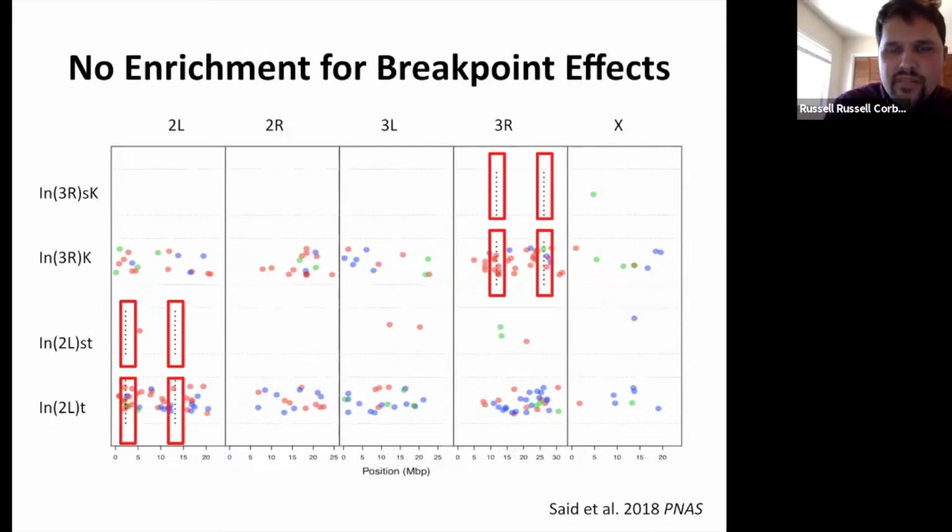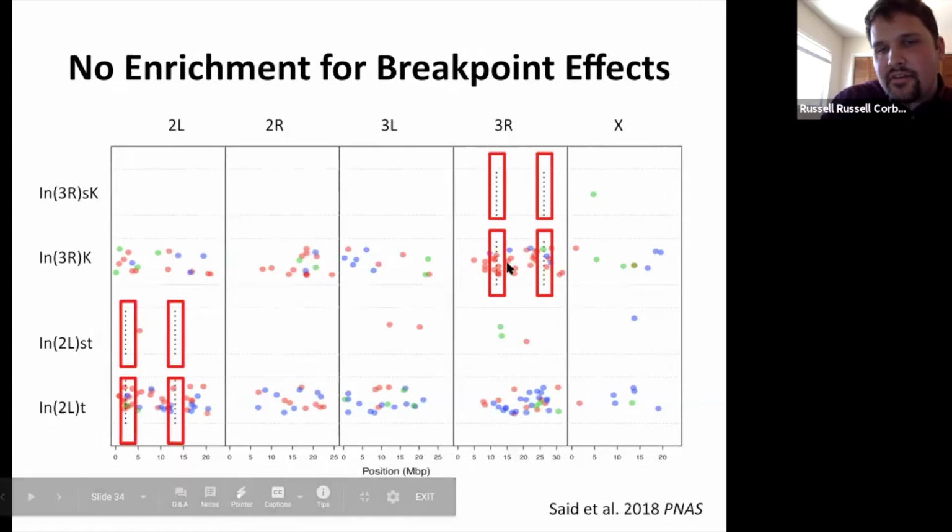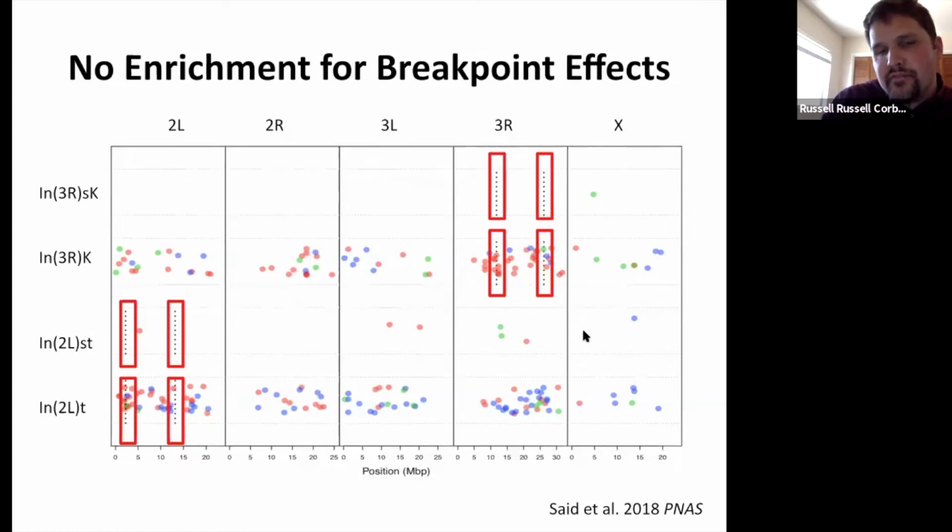Okay. If we then zoom in and we look at the breakpoints, which I'm showing as these dashed lines, you'll see that, of course, there can be no enrichment because there are no differentially expressed genes for the synthetic inversions. In the natural inversions, there are genes that are differentially expressed around the breakpoints, but there's no enrichment for differential expression in those regions. There's just a couple genes here and there.